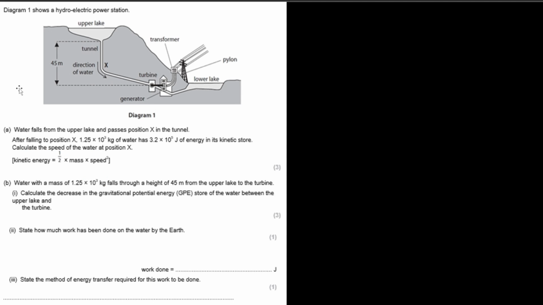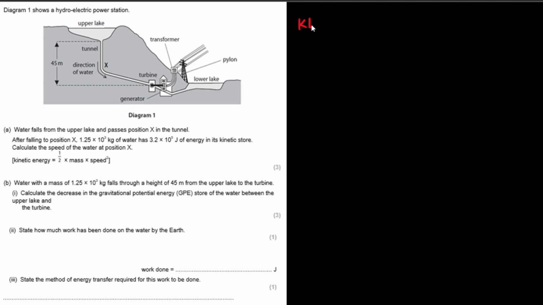Pause the video again to actually read the question. Okay, so let's take a look at this. After falling to position X, 1.25 × 10^3 kilograms of water has this amount of energy in the kinetic store. Calculate the speed of the water at position X. So this is very simple.